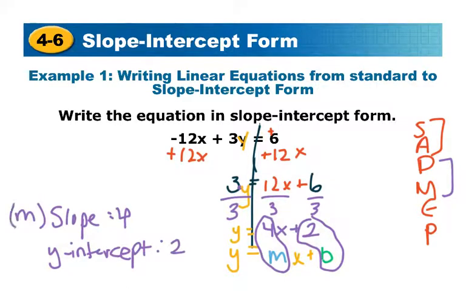And again, the slope came from m, and the y-intercept is this b. That's kind of an ugly 4 there.